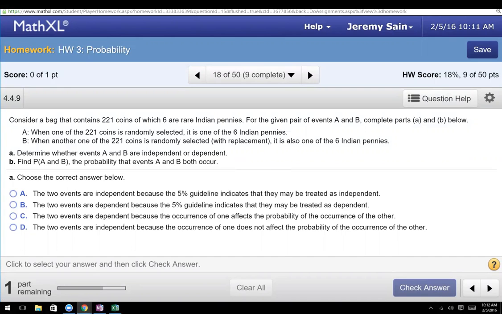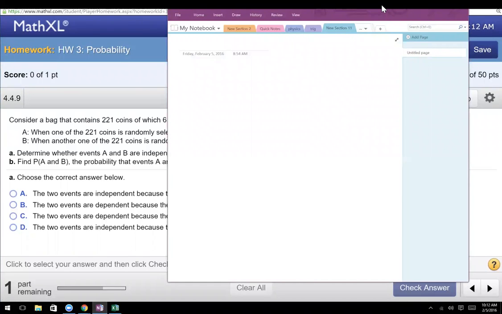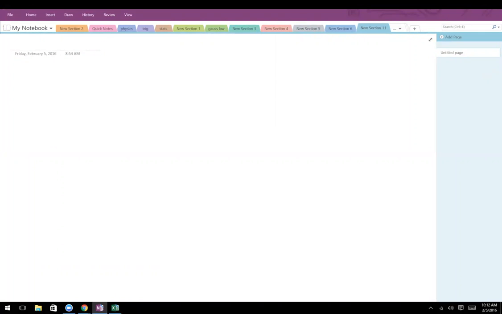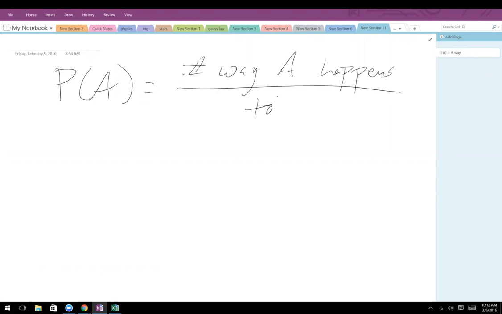Okay, so it wants to know, are these dependent or independent? So I guess I should tell you what dependent and independent mean, which we kind of talked about last time. You've got just straight up probability of A, which is the number of ways A happens over total outcomes, right? That's just regular probability. But we also talked about conditional probability, which was probability of A given B.